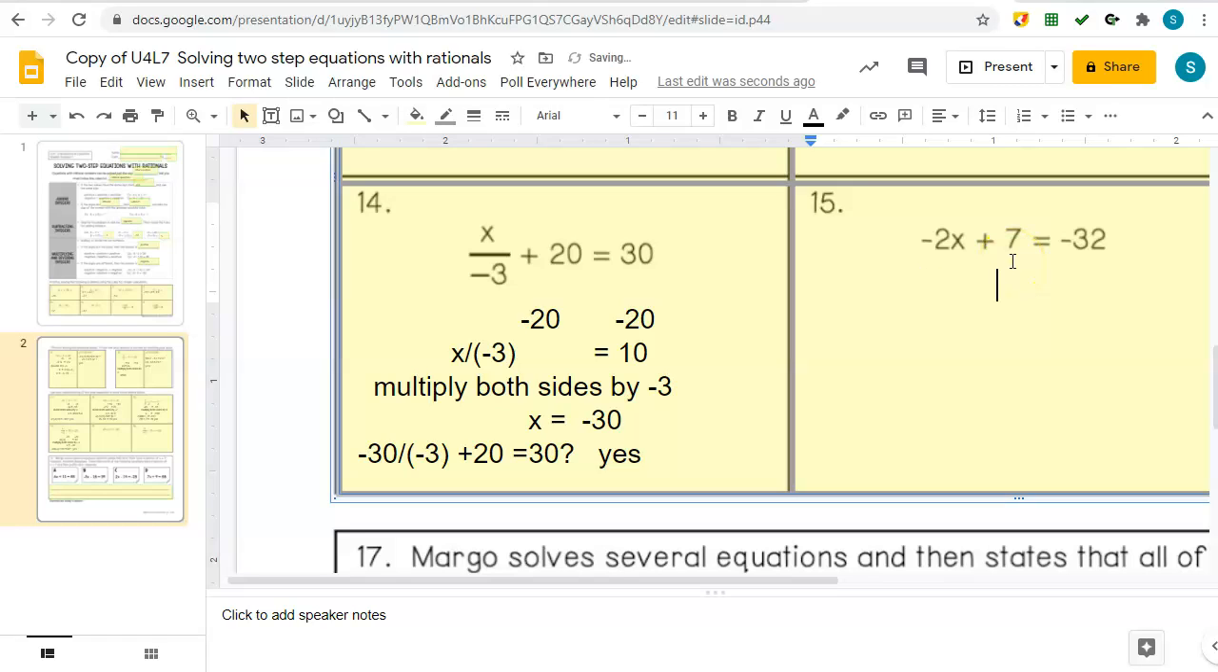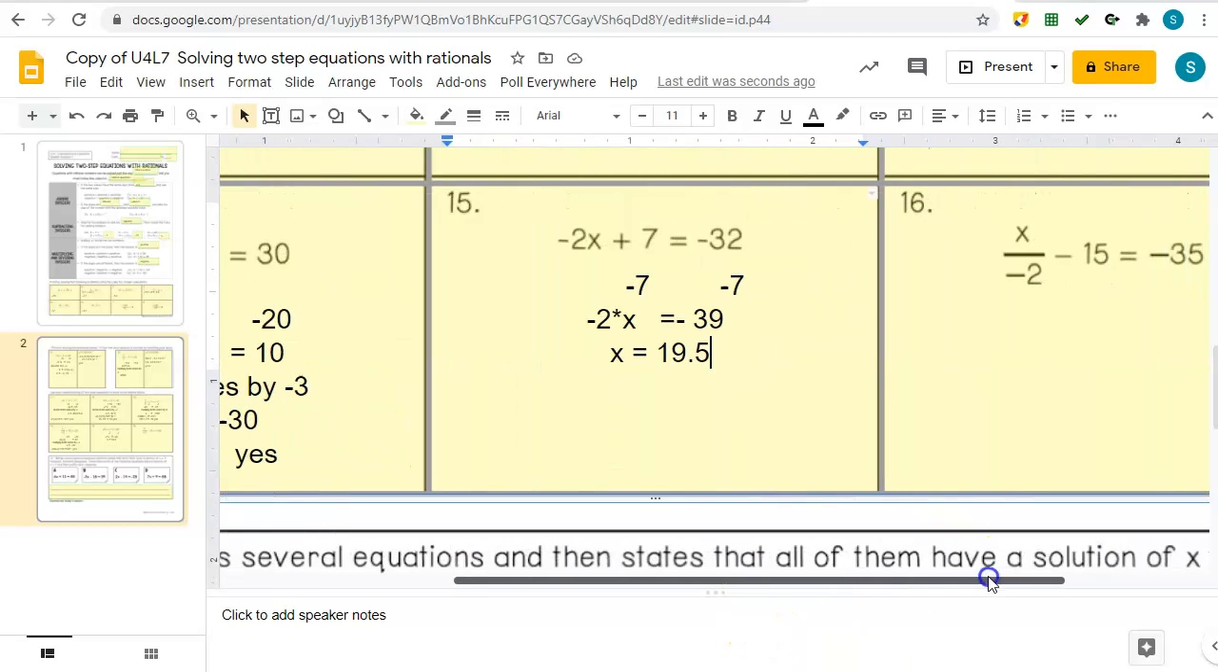We want to get rid of this plus 7, so we do minus 7. But anything we do on the left-hand side of an equal sign, we have to do on the right. So we get negative 2x, and that's really a times in there, equals negative 39. Or x. Note a negative divided by a negative is a positive. Is 19.5. Okay. Now, just for time's sake, I'm going to skip the check on that one.